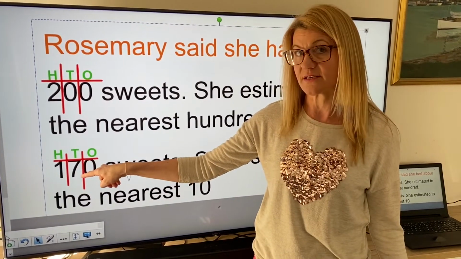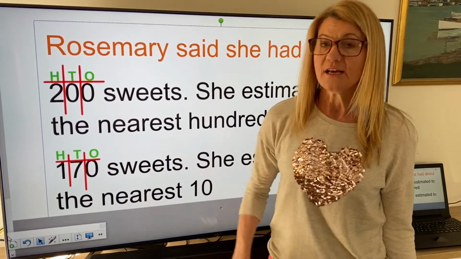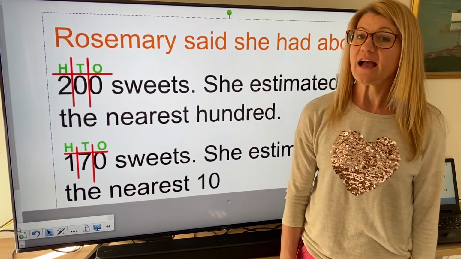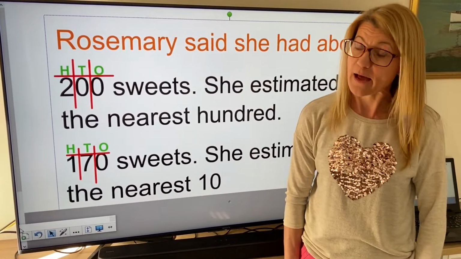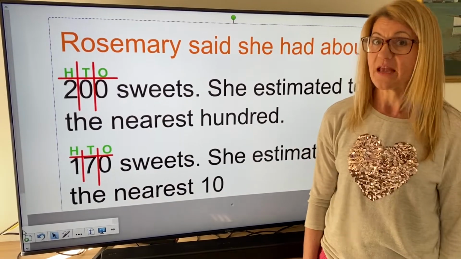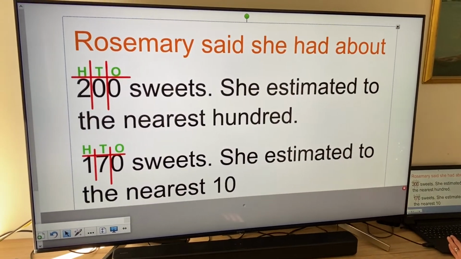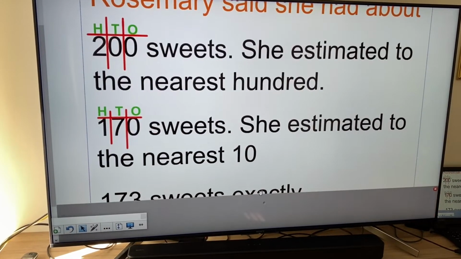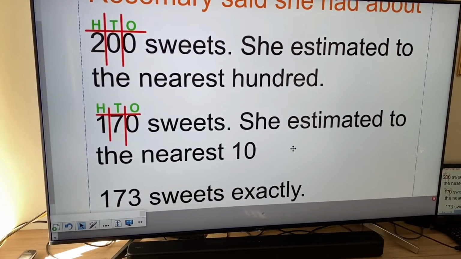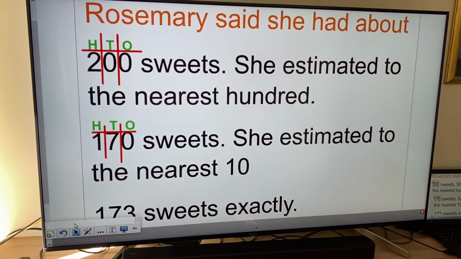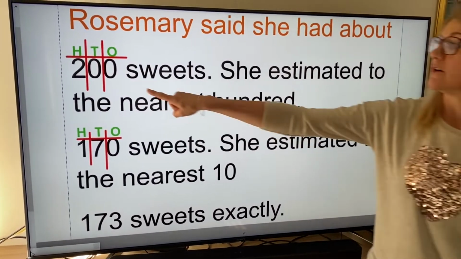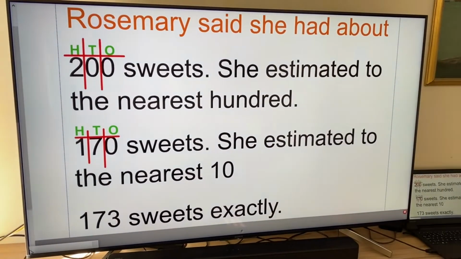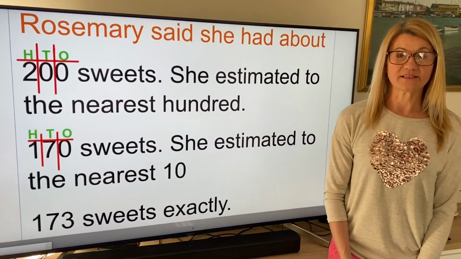You can see the 7 in the tens column. So that's 70. And Delilah, being her older sister and knowing that she would have counted her sweets, said, Rosemary, how many sweets are there in that bag? And Rosemary said, okay, there are 173 sweets in my bag. Exactly. So we're going to go back and think about how we round to hundreds, how we round to tens. Okay, so let's have a look at that next slide.